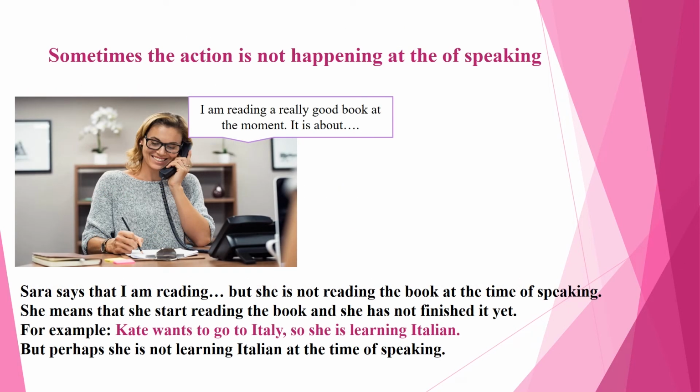Another good example for better understanding something that happens around now is that sometimes the action is not happening at the time of speaking. For example, when Sarah says I am reading, but she is not reading the book at the time of speaking, she means that she started reading the book and has not finished it yet. For example, Kate wants to go to Italy, so she is learning Italian, but perhaps she is not learning Italian at the time of speaking.